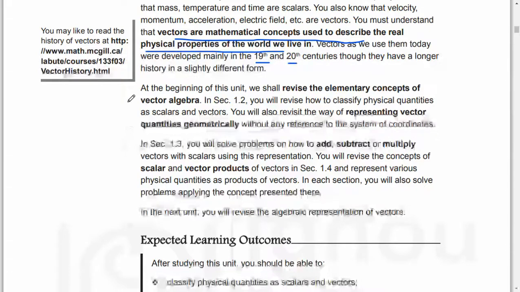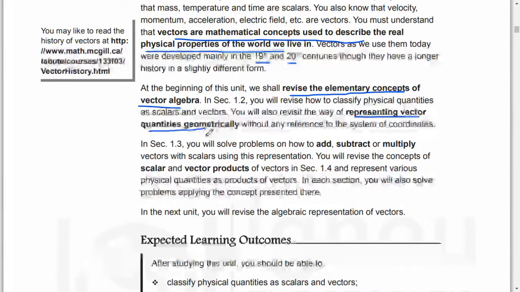At the beginning of this unit, we shall revise the elementary concept of vector algebra. In section, you will revise how to classify physical quantities as scalars and vectors. You will also revisit the way of representing vector quantities geometrically without any reference to the system of coordinates. In section, you will solve problems on how to add, subtract, or multiply vectors with scalars using this representation.